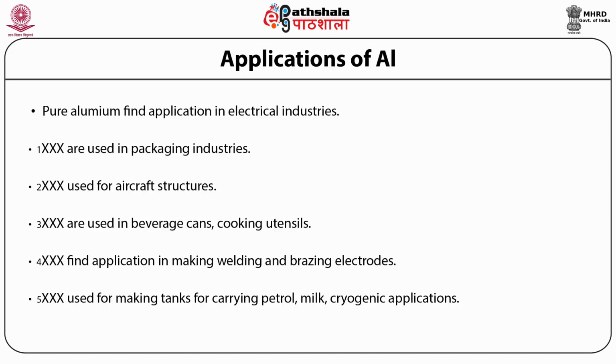Next, since solubility of zinc in aluminium decreases rapidly with decrease in temperature, aluminium, zinc, magnesium 7XXX alloy has the best age hardening response. The last application, that is cast aluminium alloys like Al 12% silicon, are used for making pistons and cylinder heads in cast iron engine cylinder heads.